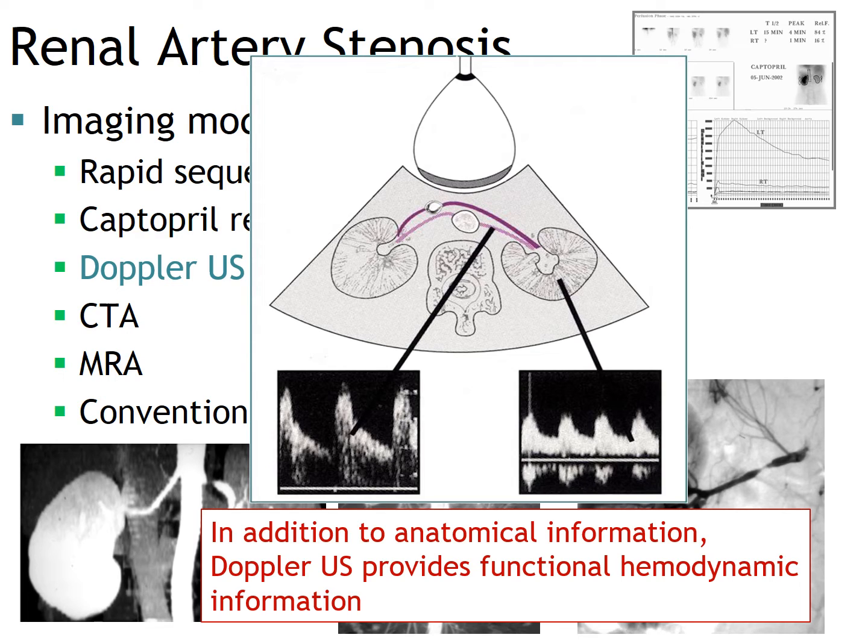In addition to anatomical information, Doppler ultrasound can provide functional hemodynamic information. There are two Doppler techniques for renal artery stenosis evaluation. One is examining the main renal artery at the site of stenosis, and the other is the intrarenal artery Doppler technique.